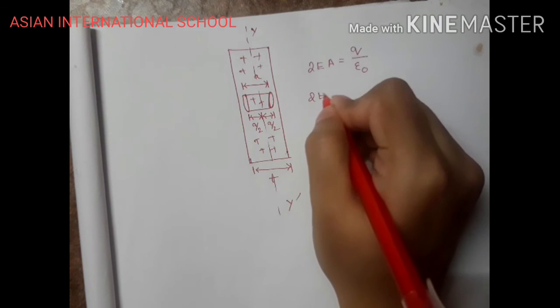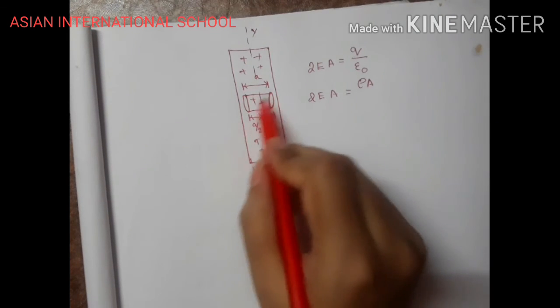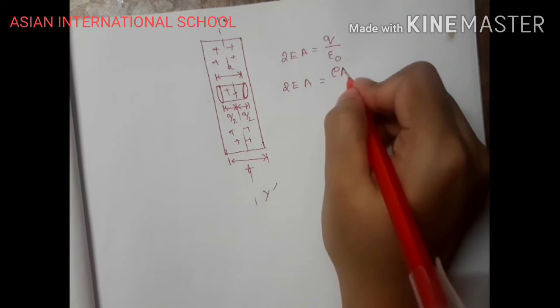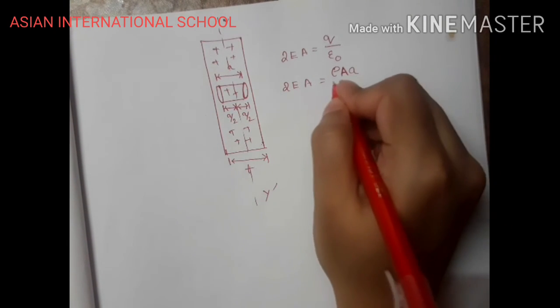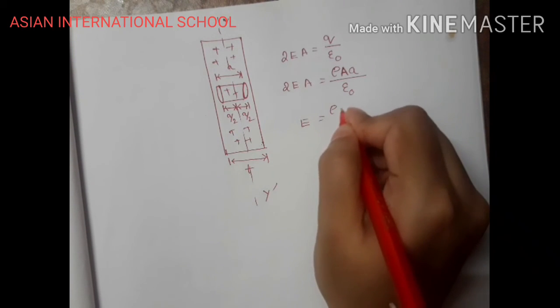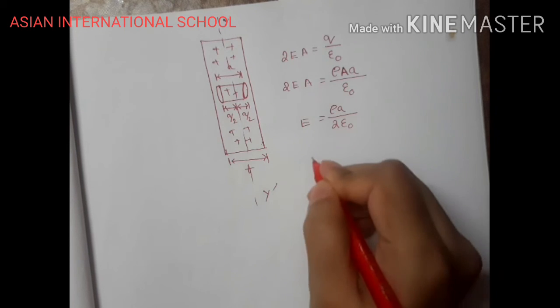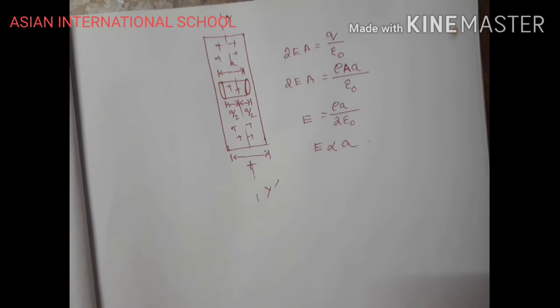So 2EA equals rho, if A is the cross section area, into what is the height? A is the height. So this can be written as E equals rho A by 2 epsilon naught. So here you see electric field depends on the distance. Inside a non-conductor, for a sheet, the electric field depends on the distance.